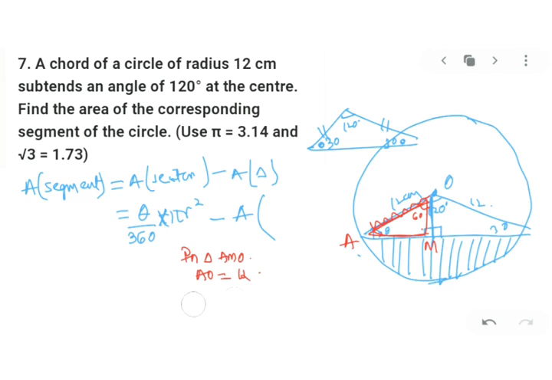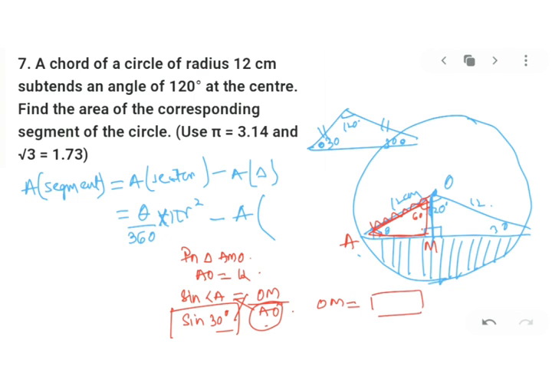What I'll do is, I'll use trigonometrical ratio. Sine angle A is equal to OM upon AO. Getting my point? AO is given to you. Sine angle A, that means sine 30 degree. You will put the value of 30 degree and AO is given to you. You will cross multiply and get the value of OM. Got my point clear?